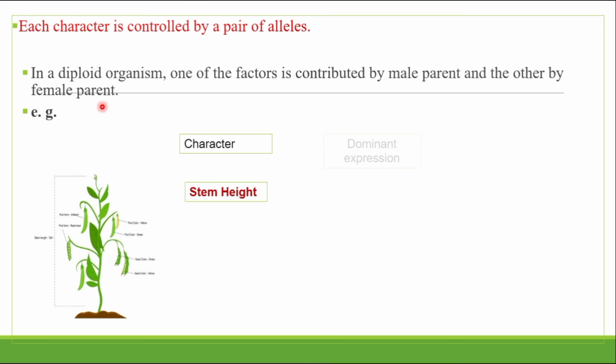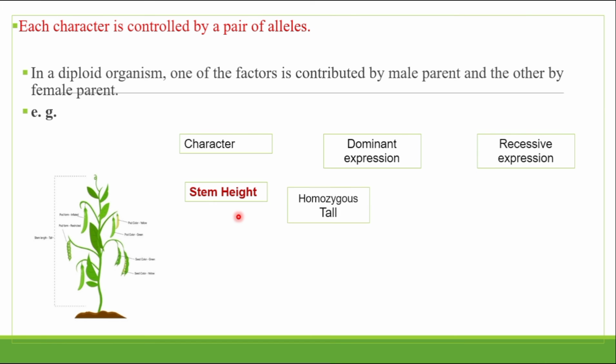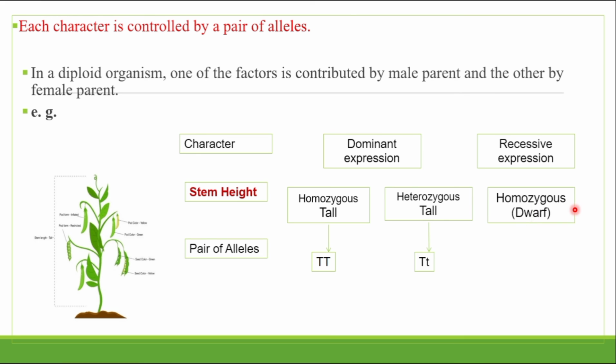For example, the characteristic like the height of the stem. What's the dominant expression? It's homozygous tall. Homozygous tall means capital T. Heterozygous tall means capital T and small t. And what's the recessive expression? It is small t. What is the pair of alleles? That is capital T, small t, and the homozygous dwarf is small t.